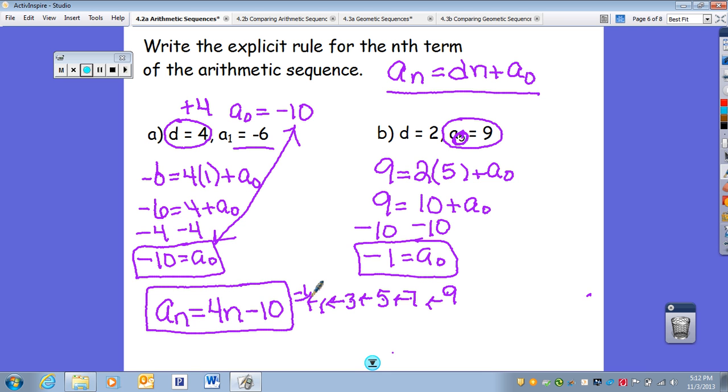So I can either solve by actually thinking about it and calculating it in my head, or I can solve an equation to get it. So now let's write the rule for the sequence. So we have a sub n equals the difference, which we know is 2, times n, the number of a term, and then plus our a sub 0, which is -1. And this is the rule that we could use to find any term we want to in this particular sequence.